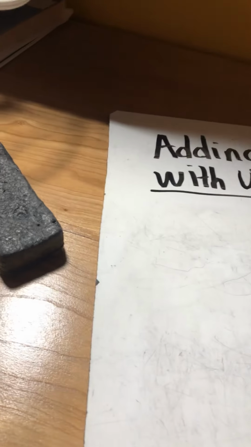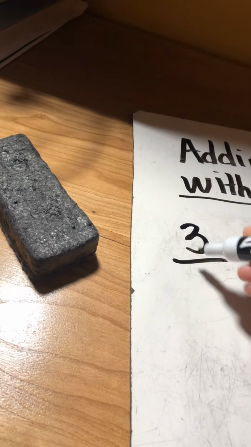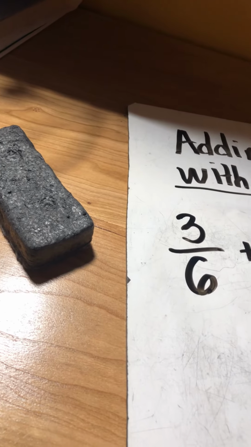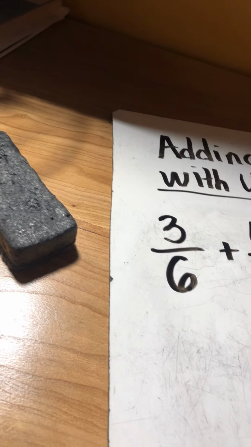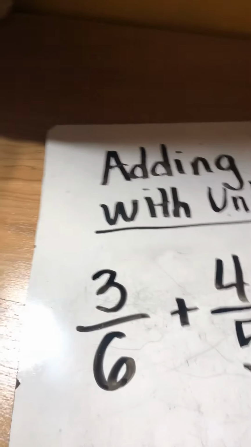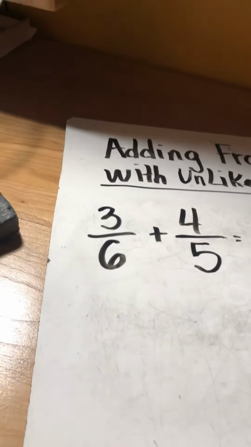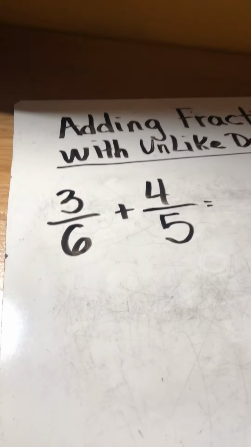So we are going to add, let's say, 3/6 plus 4/5. All right, so that will look like this. Ready? So 6 and 5. We need it to be a like denominator. So remember, we have to switch it. We have to find the least common factor.